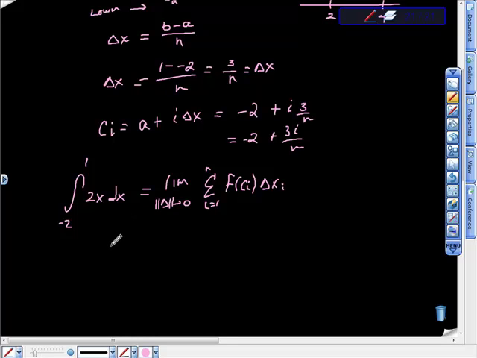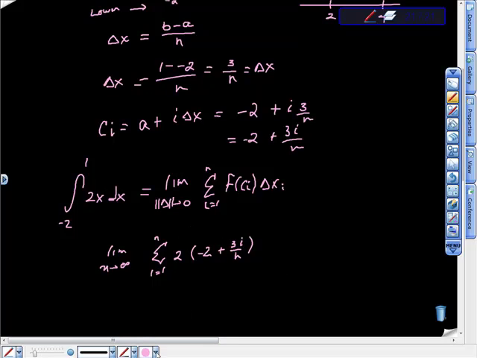I'm going to start filling in the blanks here, if you don't mind. And we're going to say the limit as n goes to infinity is equal to this. I'm sorry, it's not true. The limit is the summation, i equals 1 to n, of 2, right? Because it's 2x, isn't it? And x is -2 plus 3i over n, right? This 2 right here is because we want 2x.